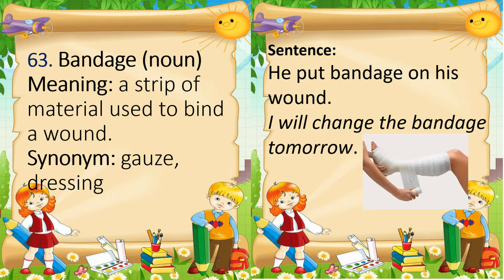Bandage. So when we say bandage, it is a strip of material used to bind a wound. Its synonym is gauze or dressing. So class, this is what we call bandage. The white cloth being rubbed on his leg. This is used if you get a fracture, if you have a wound. So in a sentence, he put bandage on his wound. I will change the bandage tomorrow.